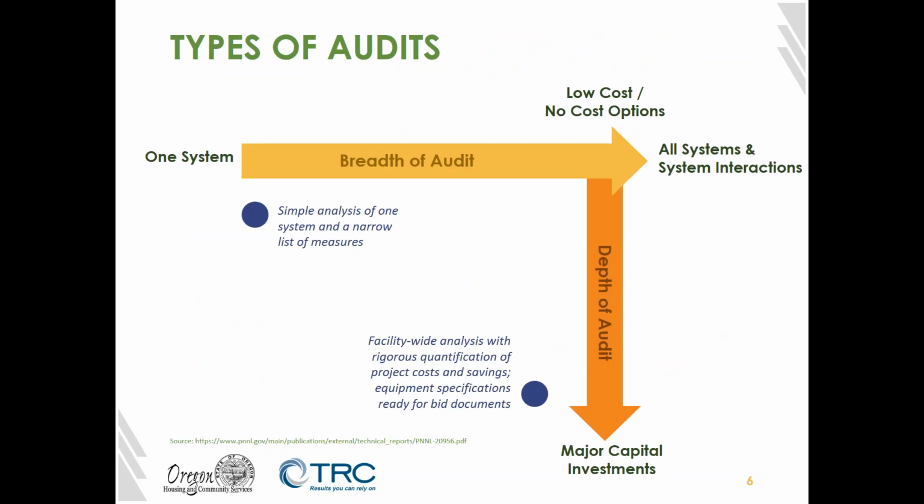If you look at this chart, those three levels basically cover the vertical orientation of this chart, the depth of the audit. You can also look at the breadth of the audit, like Steph was mentioning. You can do an audit for just a single system over here on the left-hand side, or you can advance to the entire building and look at all the systems in the building and how they interact with each other. So there's a whole range of different types of audits that can be done.